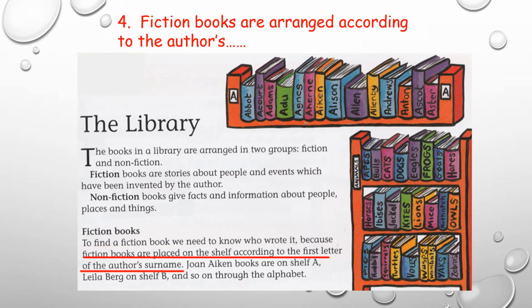And the last question in this section is number 4. Fiction books are arranged according to the authors. And if we look down under the subheading fiction books, to find a fiction book we need to know who wrote it, because fiction books are placed on the shelf according to the first letter of the author's surname. So it's arranged according to the author's surname. Well done if you managed to get all those 4 questions correct. It shows me that we are brilliant at fiction and non-fiction books.